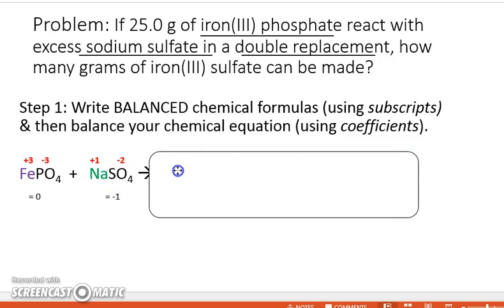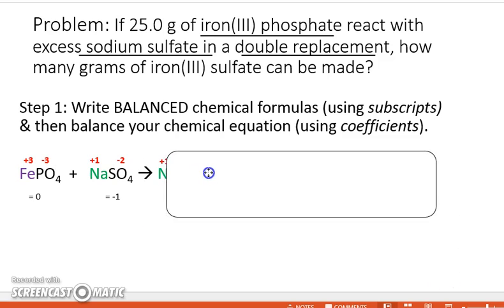Then I'm going to put my yield sign or the arrow, and I'm going to write my products. Now, like I said, it's a double replacement. So if we look here, in purple I have iron and in green I have sodium. These two are metals. They're the cations with a positive charge. And they, remember, are going to switch places. So sodium will now pair with phosphate in the products, and iron will now pair with sulfate in the products.